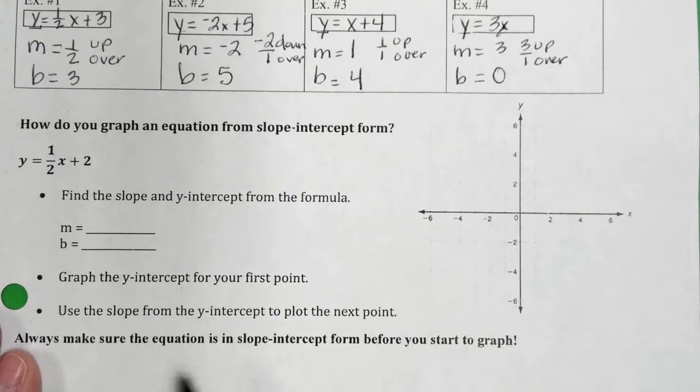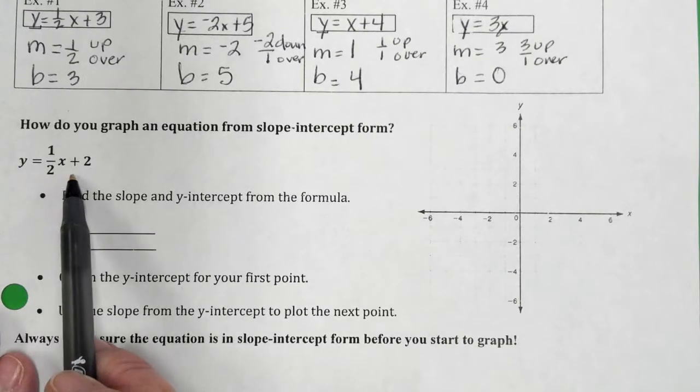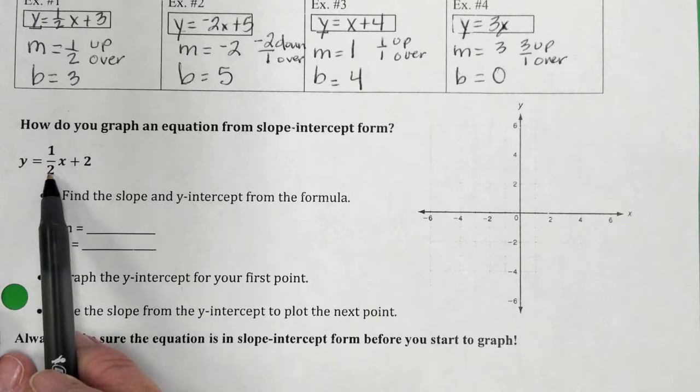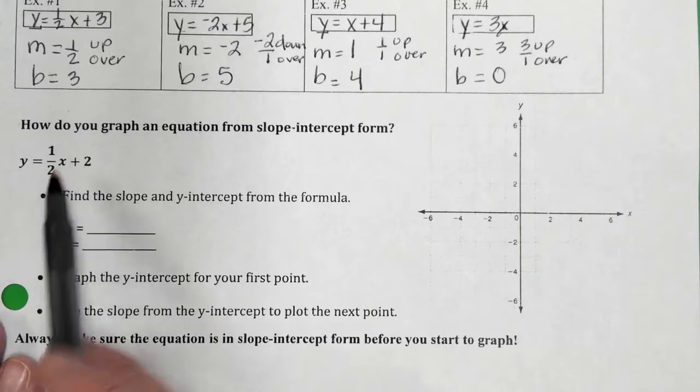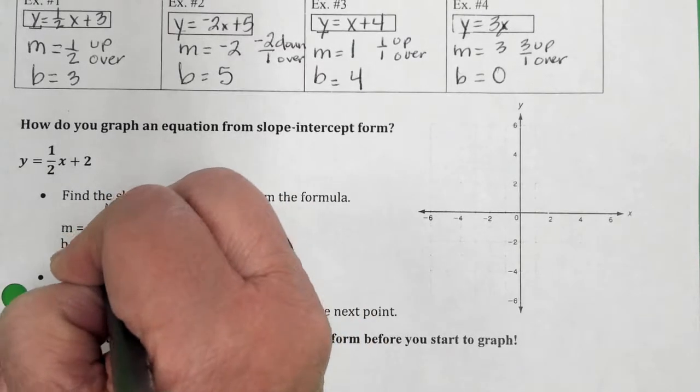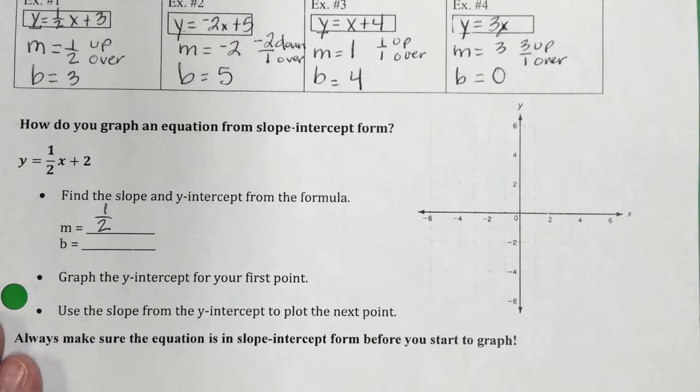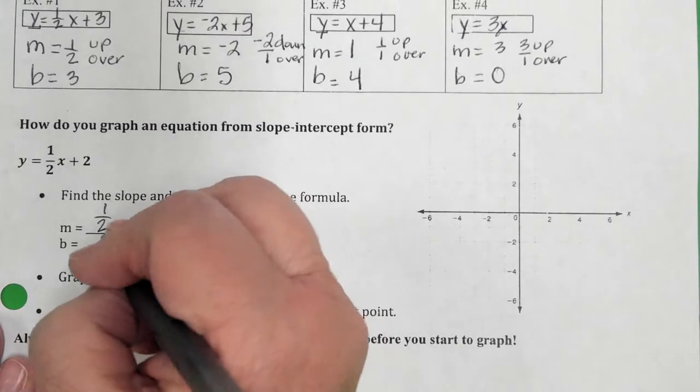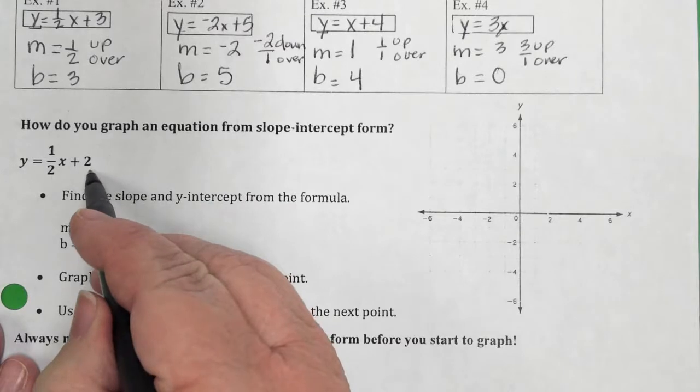Looking at this equation, y equals 1/2 x plus 2. The coefficient of x is our slope, so 1/2. Our y-intercept is positive 2. It's the constant that's by itself.